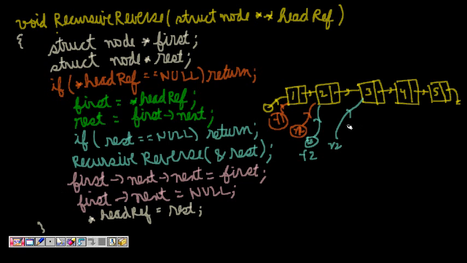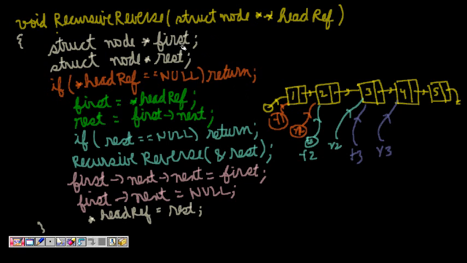So now what happens is we come here and we have F3 pointing to this one and R3 pointing to this one. So this is the case. Now again, the head reference we pass. R3 is not null, so I pass recursive reverse rest. So R3 is not null, I pass this one.